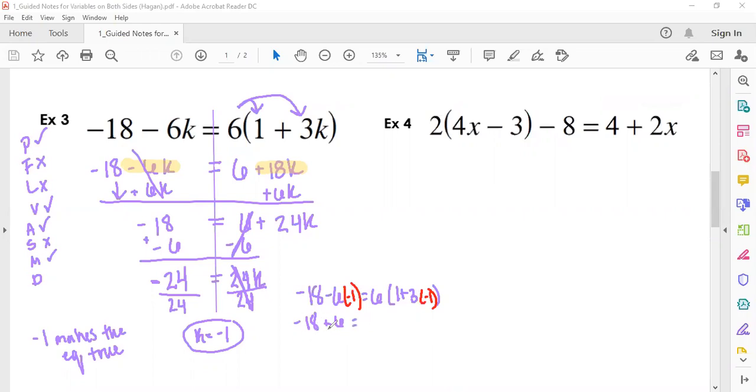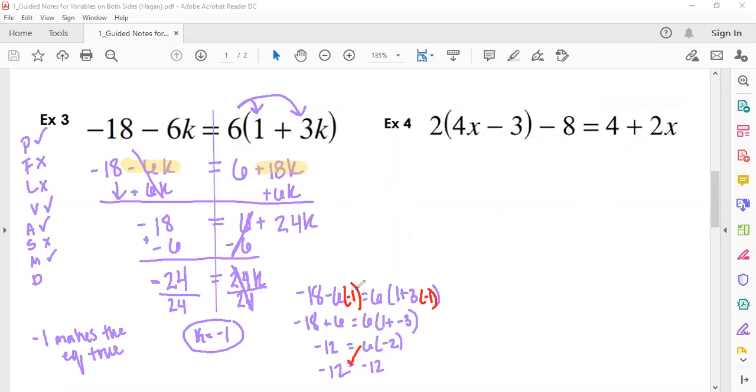This equals negative 18 plus positive 6, which is negative 12. So this side is negative 12. Let's see if the other side becomes negative 12. So 6 times 1 plus 3 times negative 1, which is negative 3. So I get 6 times 1 plus negative 3, which is negative 2. 6 times negative 2 is negative 12. So look, both sides ended up being negative 12.